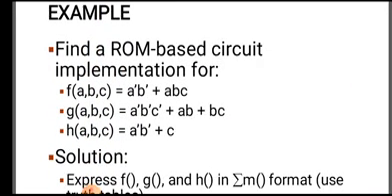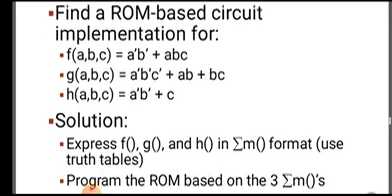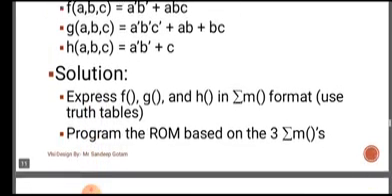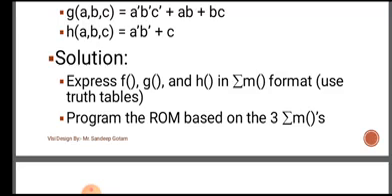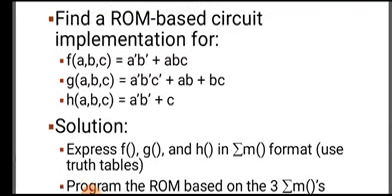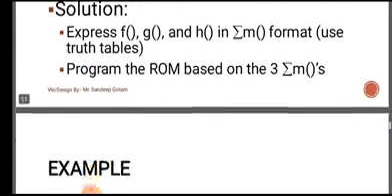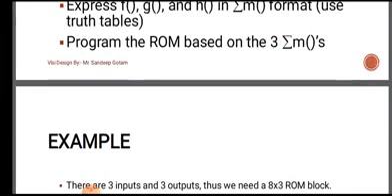So we have an example. Find a ROM-based circuit implementation for a 3-input combination F, G and H. F produces A bar B bar plus A B C. G is equal to A bar B bar C bar plus AB plus BC, and H gives the output A bar B bar plus C. In the solution, express F, G and H in summation of minterms format. Use a truth table. With the help of the truth table we can implement the combination, because A bar B bar means 0 0 and ABC means 1 1 1. Okay, and program the ROM based on the 3 summation of minterm terms.